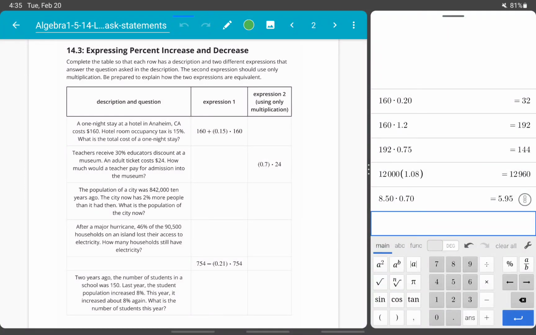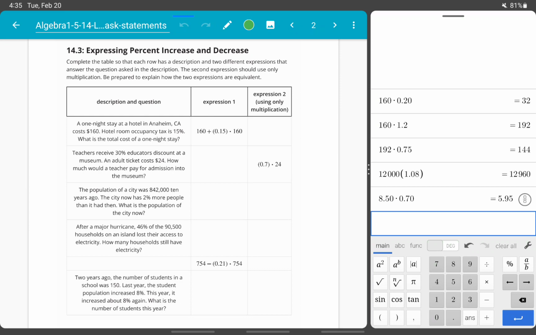Complete the table so that each row has a description and two different expressions that answer the question asked in the description. A second expression should use only multiplication. Be prepared to explain how the two expressions are equivalent.